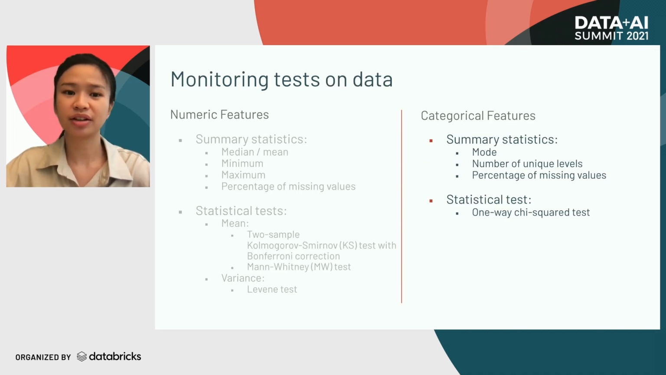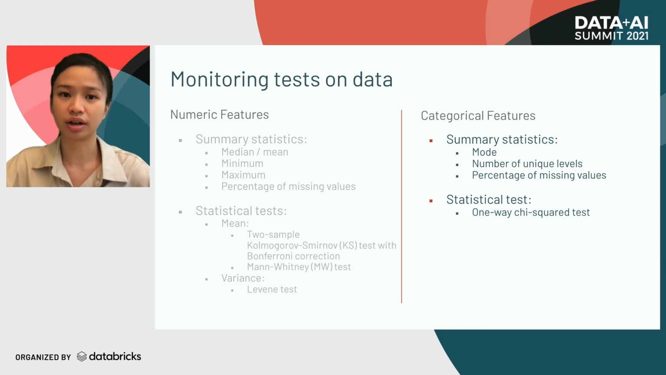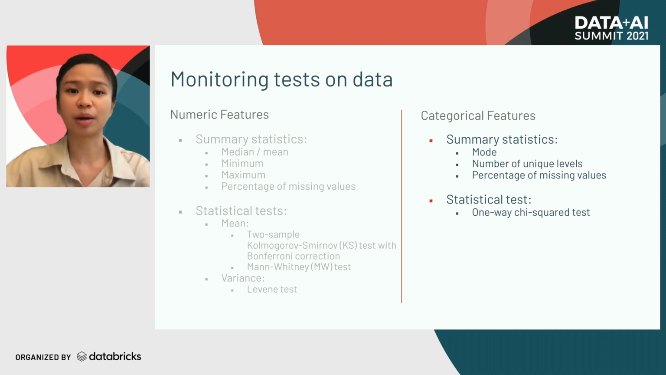Now let's pivot to the tests for categorical features. Similar to numerical features, we can also compute the percentage of missing values. Other summary statistics that we can include are the mode, which is the most frequently occurring value, and the number of unique levels. In terms of statistical tests, we can leverage the one-way chi-squared test.